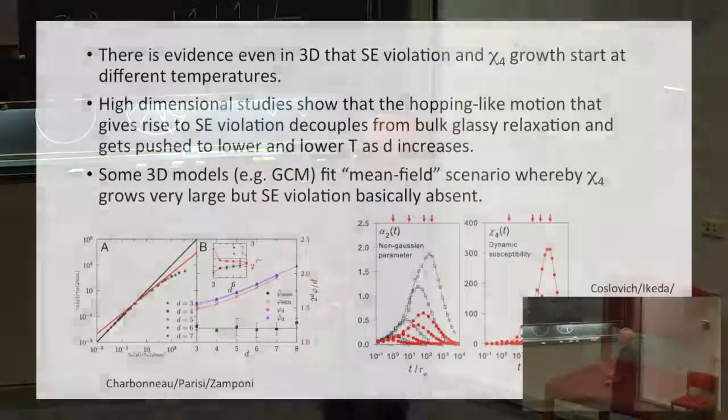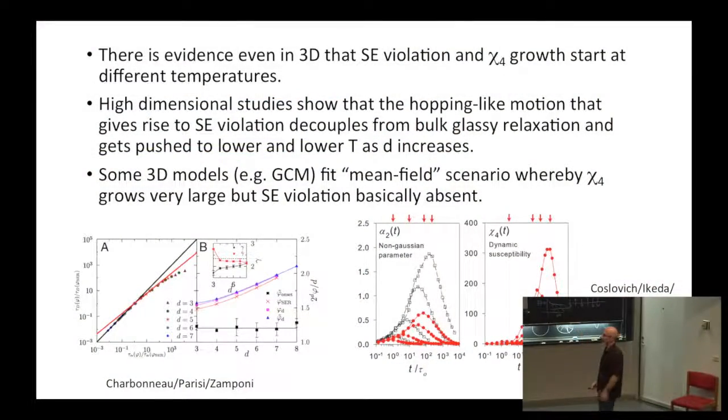Or maybe less abstractly, you can take a model like the Gaussian core model, which is, in a sense, a realistic interaction potential where particles interact, instead of by a Lennard-Jones potential, with a Gaussian potential.